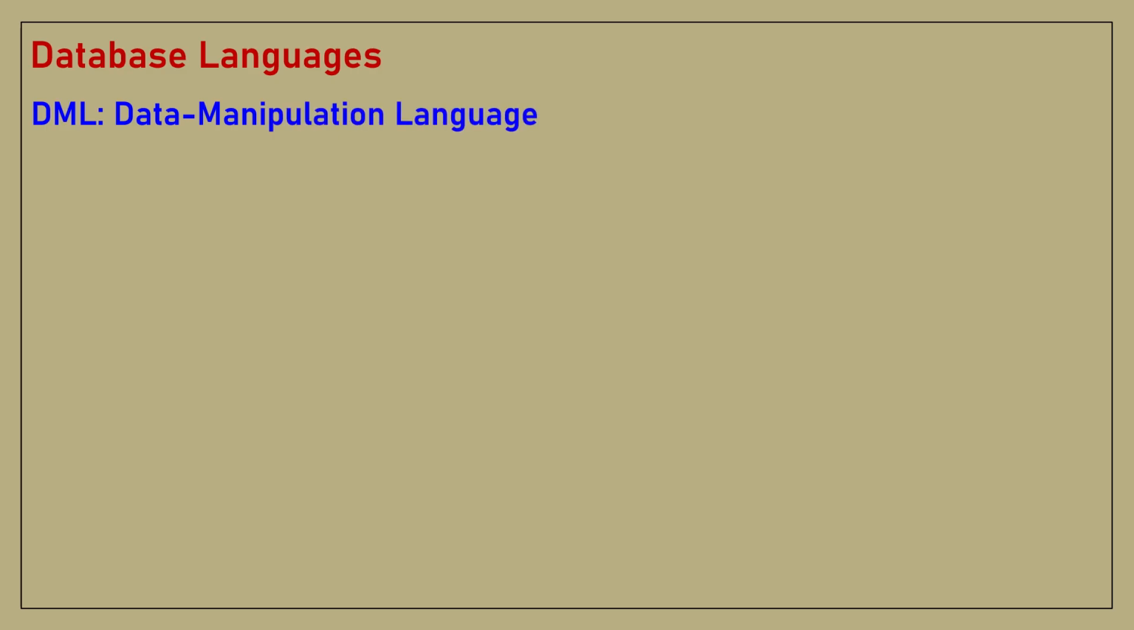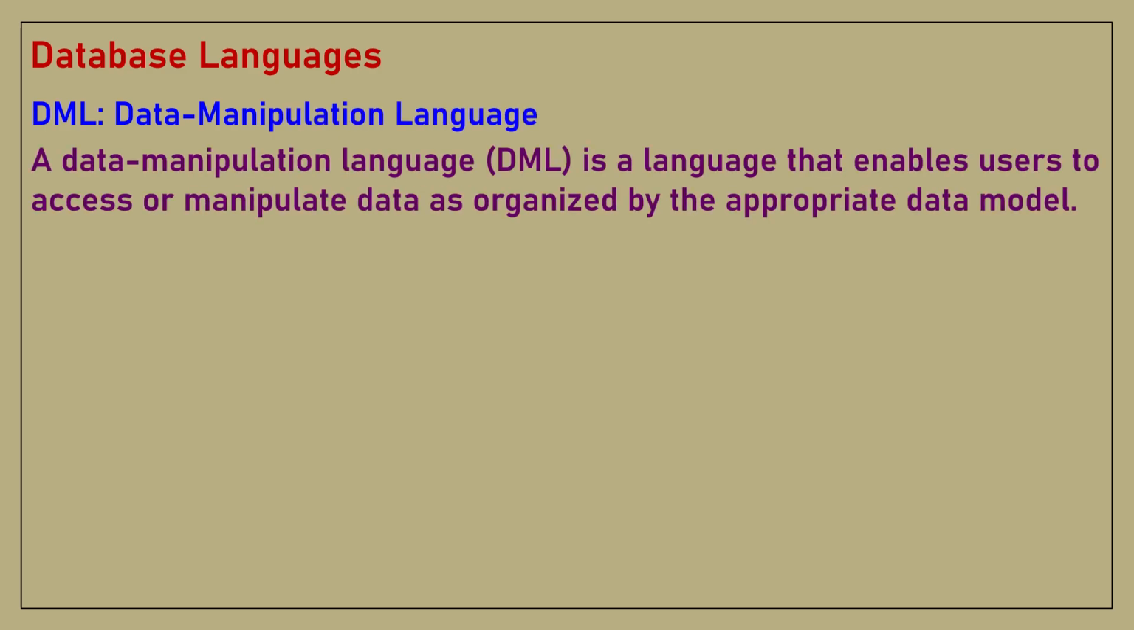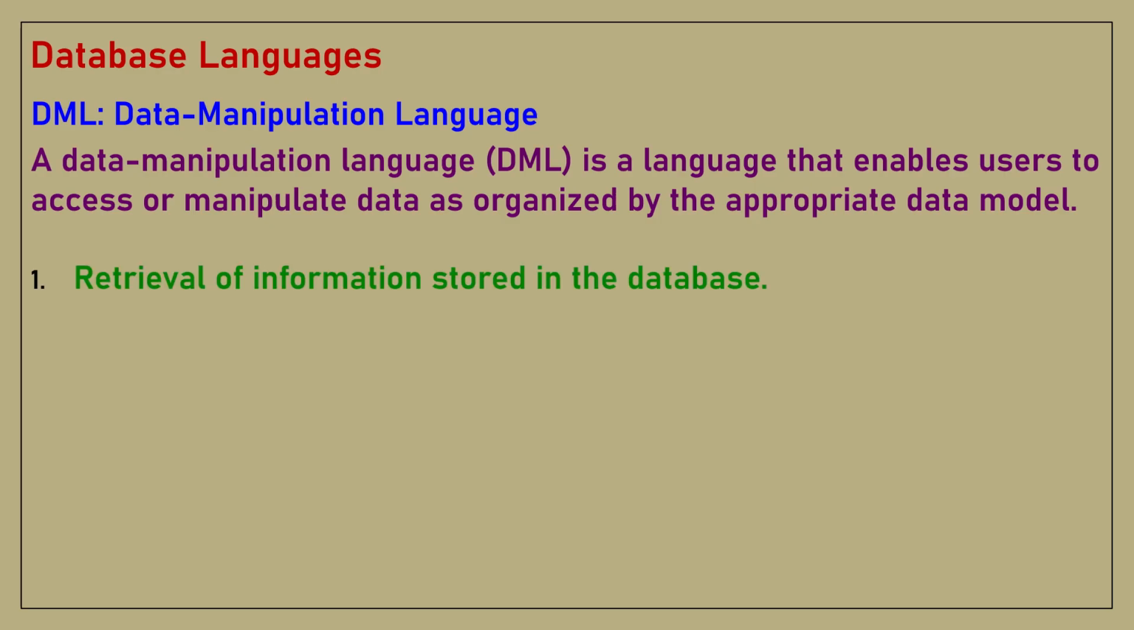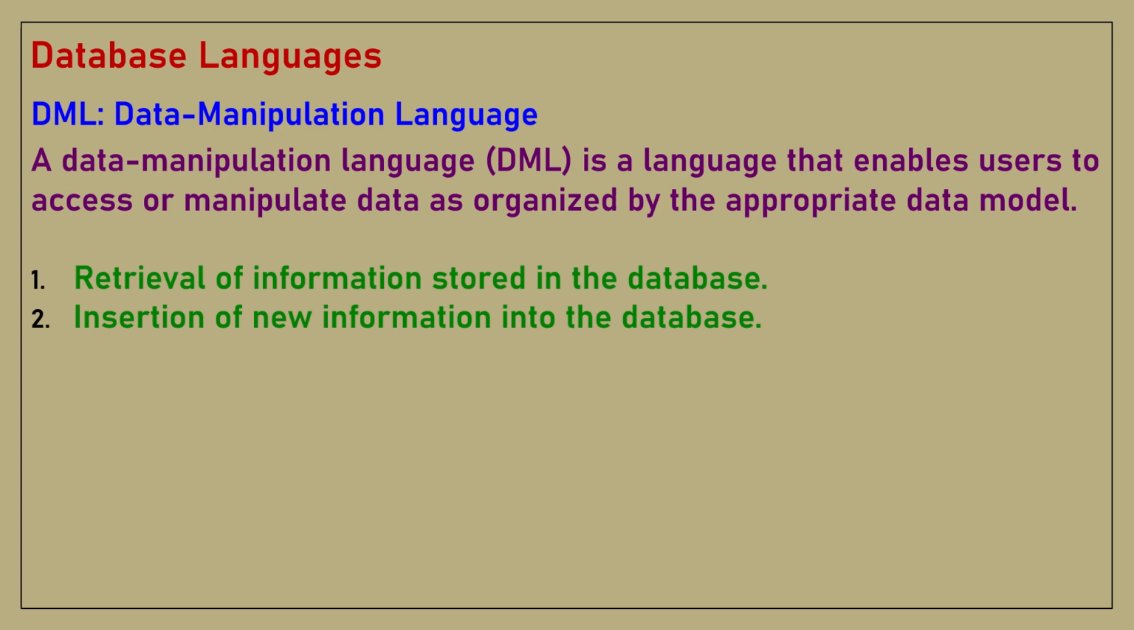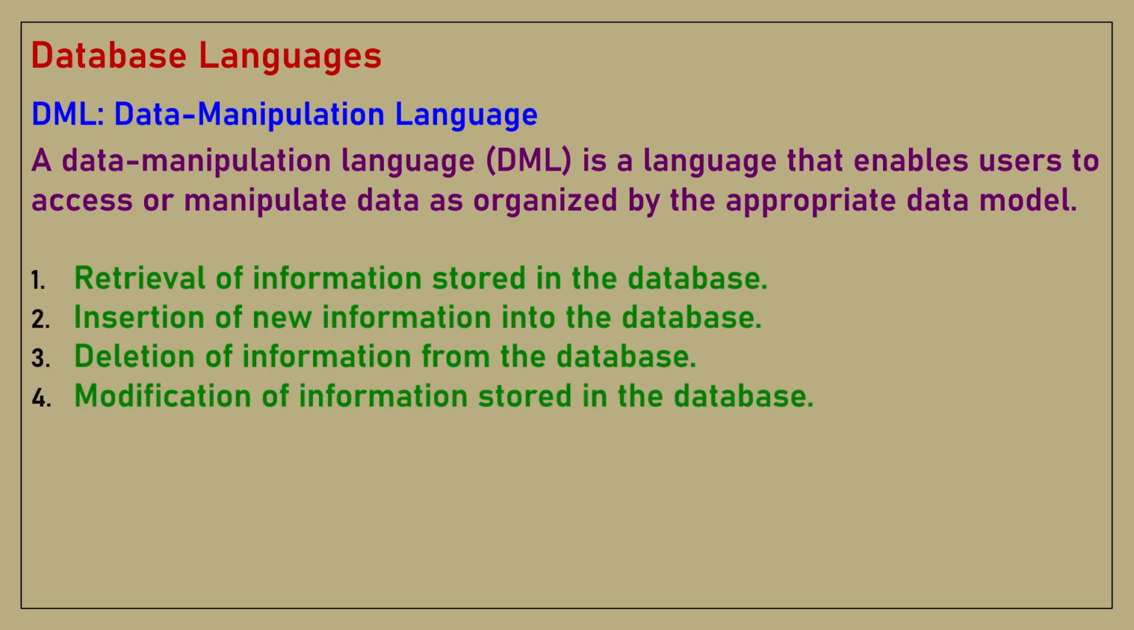DML. Data manipulation language is a language that enables users to access or manipulate data, as organized by the appropriate data model. Types of access DML statements do in database are: retrieval of information stored in the database, insertion of new information into the database, deletion of information from the database, modification of information stored in the database.